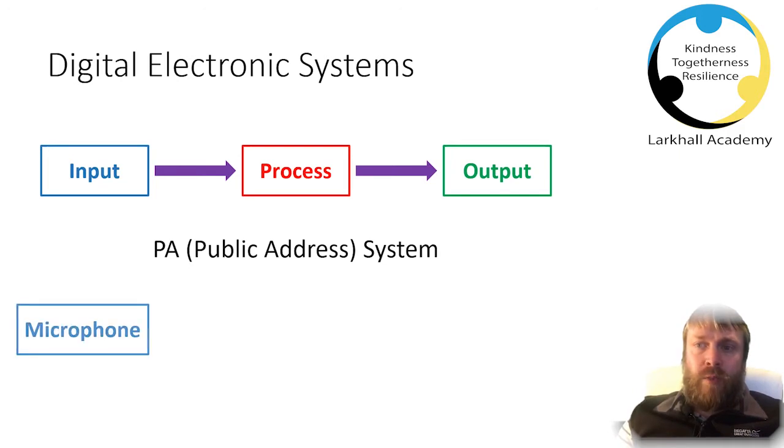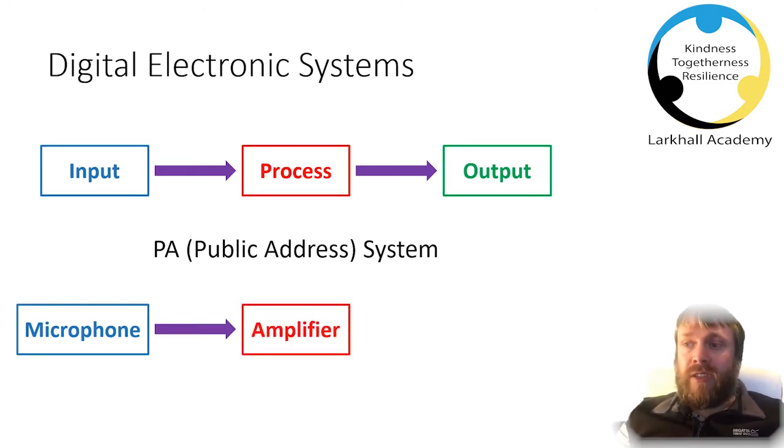The input in this system would be your microphone. So you've got the person in the store who would sit with their microphone, speaking into it. Now if they were to speak into that microphone and the sound was to come out of the loudspeaker at exactly the same volume they're speaking at, it's not going to be heard by very many people around the store.